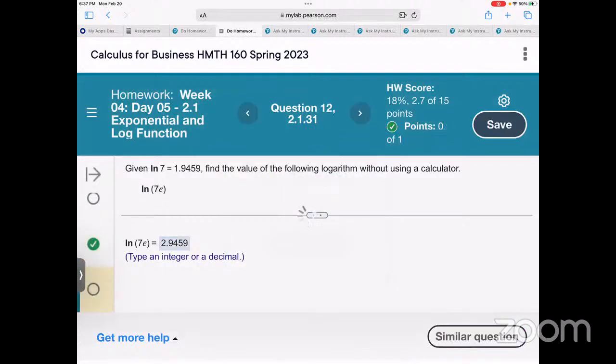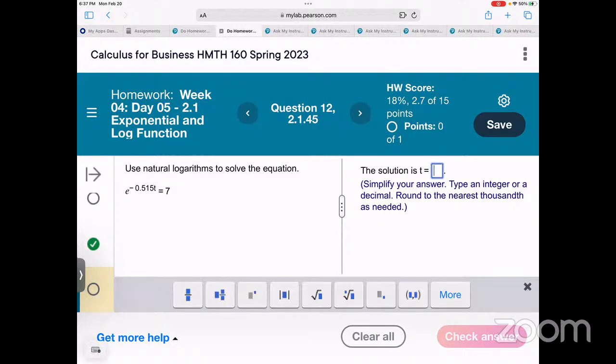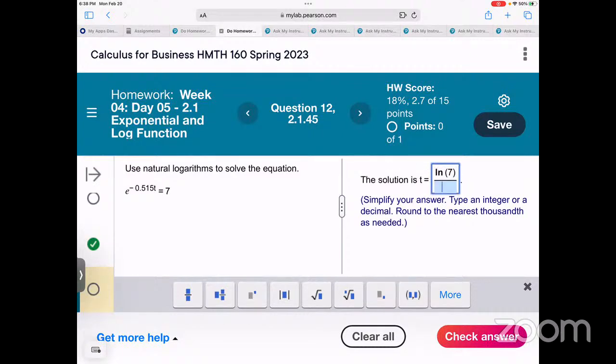Solve this equation. Okay, that's fine. So I'll take some notes here in this window. If we're going to solve for t, we want to get that out of the exponent. So first thing we want to do is take the log of both sides, right? On the right-hand side, we're going to have the log of 7. I'm going to just put it like this for now. On the left, we're going to have this negative 0.515t. So ultimately, t is going to be the log of 7 divided by that negative 0.515.